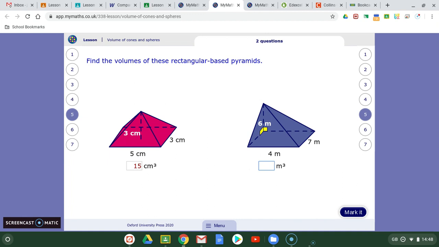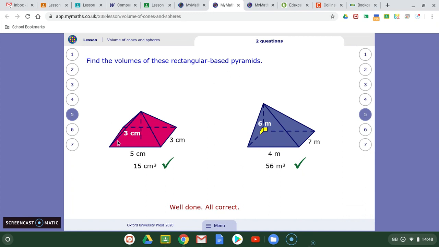So volume is 1/3 times by 4 times by 7 times by 6, which is 56 meters cubed. Let's see if that's right. Lovely, good. So you have to look at the shape and decide what prism is going to surround it.